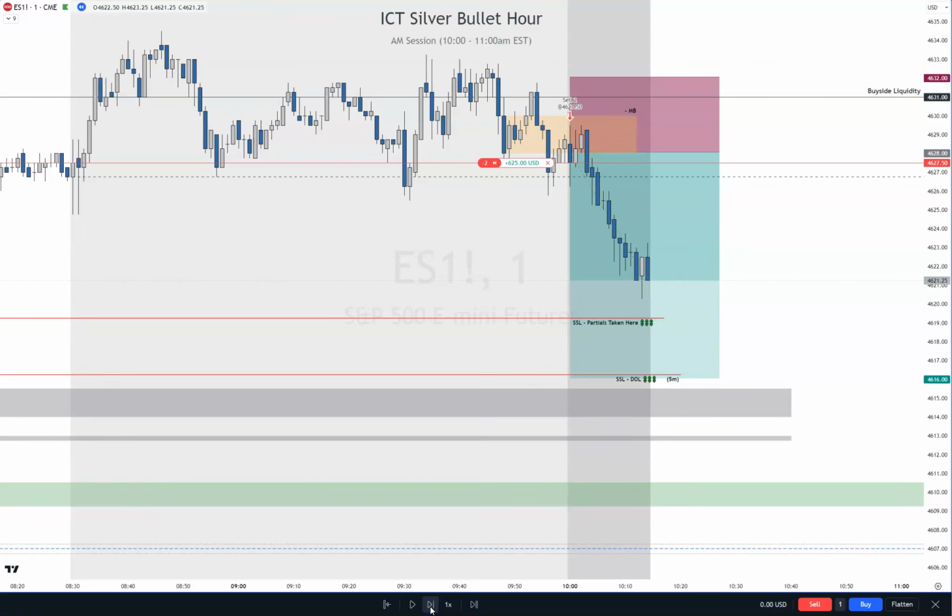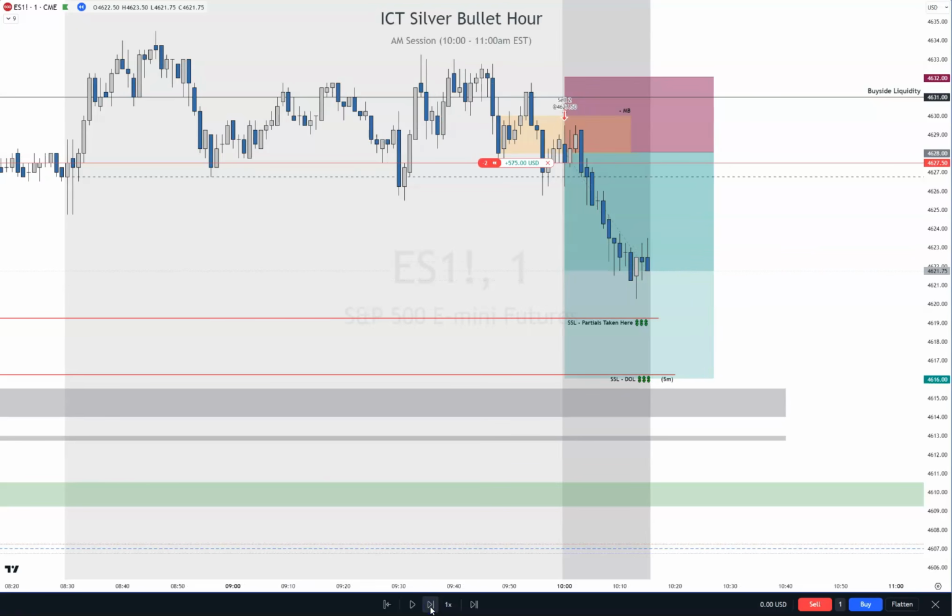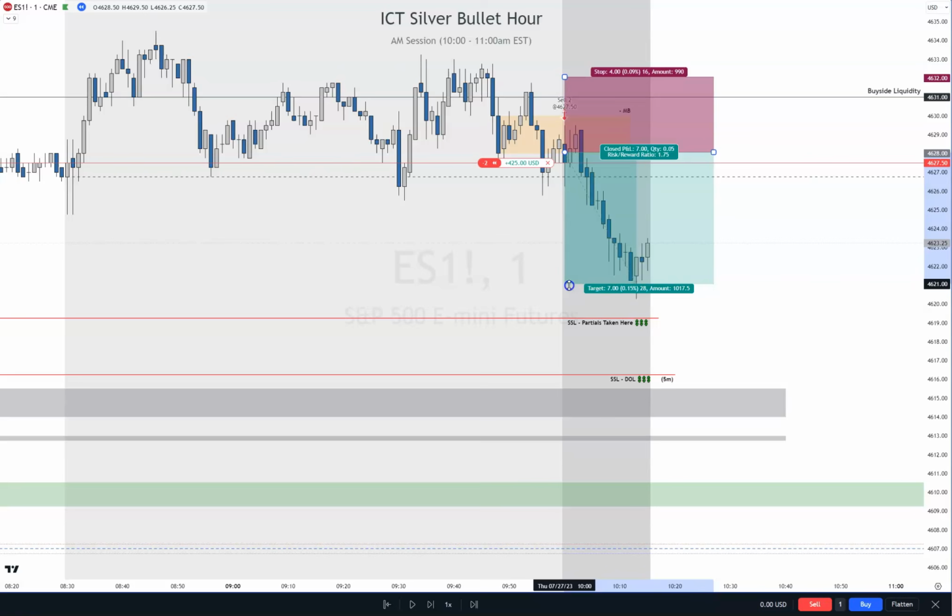We'll see how that's being respected. Okay, so at this point right here, partials, this is probably 70%. This is based on structure. 60% is right here. If you already did your 5 handles, you were out already. You were out right there.